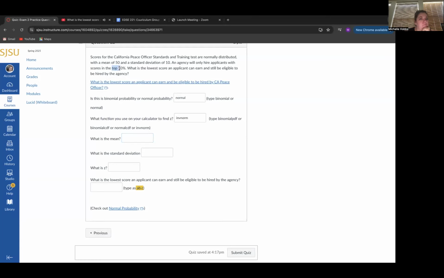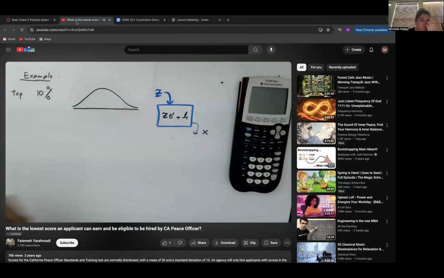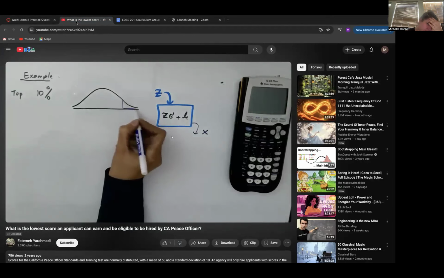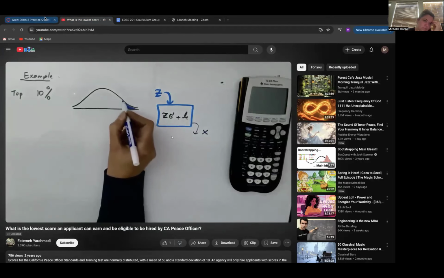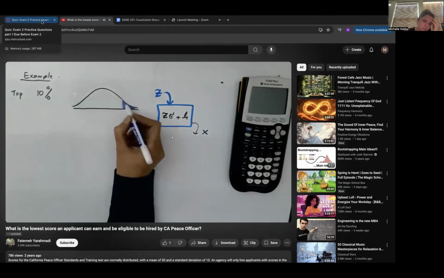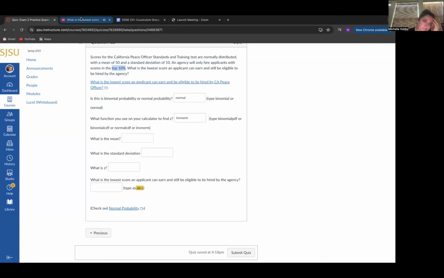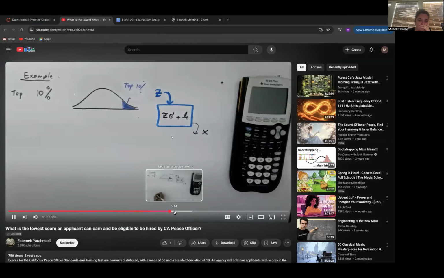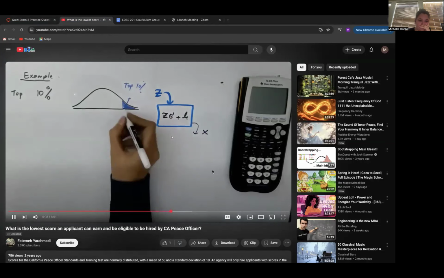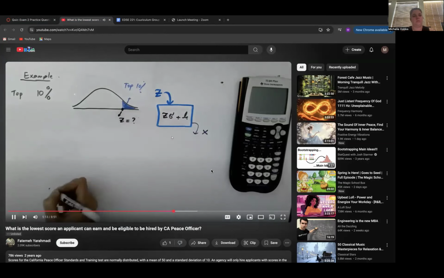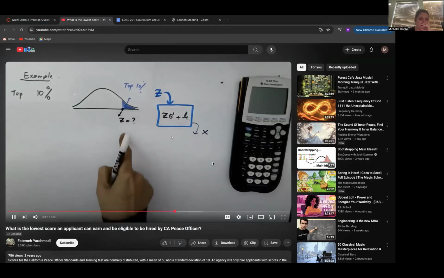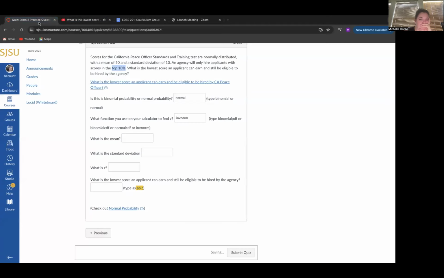So we know that it must be the top 10%. Top 10%, where is that located? Let's take a look at your graph. This is my graph, top 10%. Top 10% is going to be here. 10% of 100%, but it is the top 10%. Okay, so what is the z value for the top 10%? First we need to find z, then we're going to find our x value.